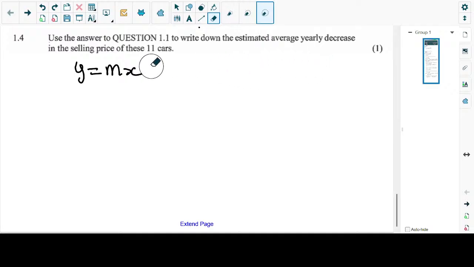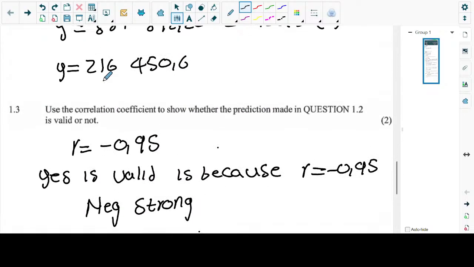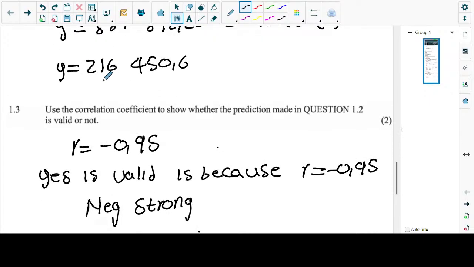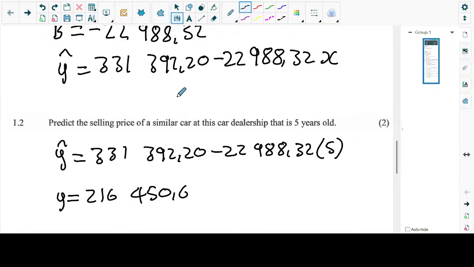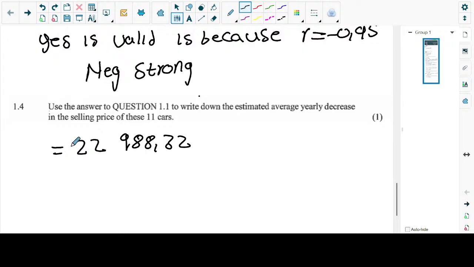So we get, we're going to tell them since b is equal to minus 22,988.32. Can a gradient be negative? Yes, if the slope is going down, so it's decreasing. So we're calculating the average decreasing price, which is decreasing by how much?